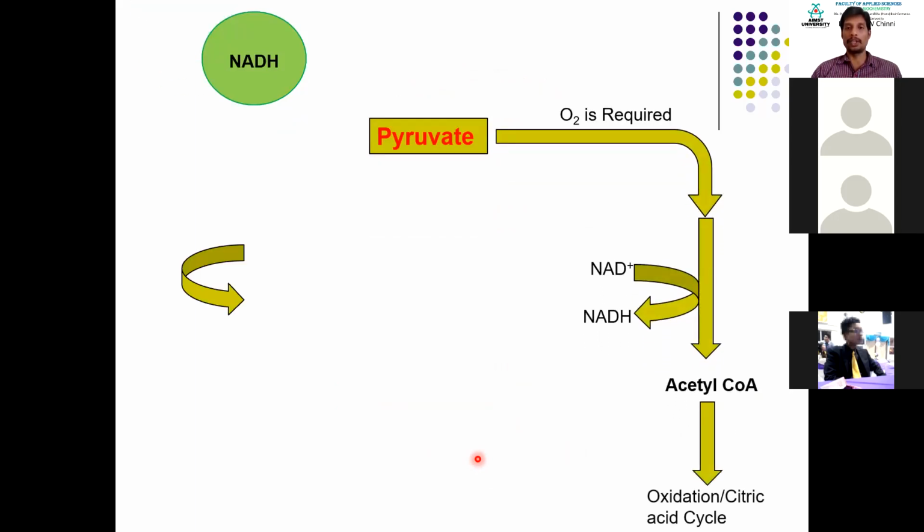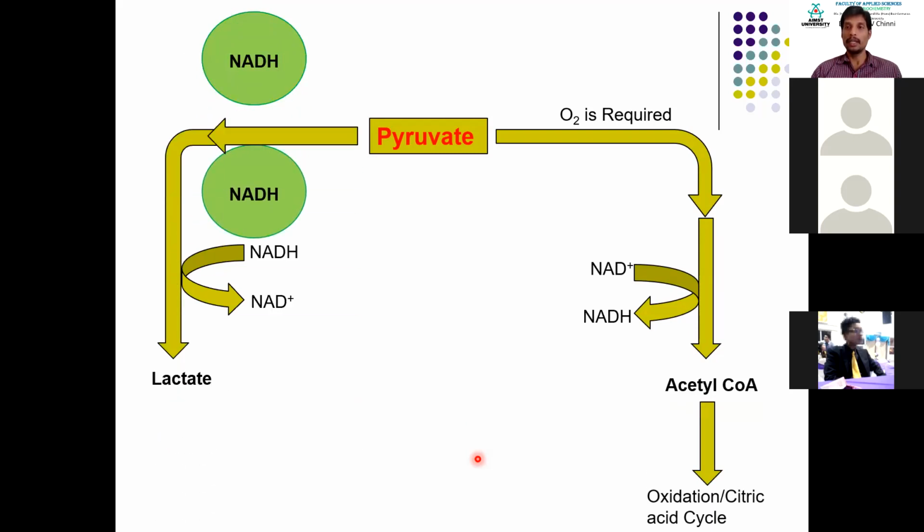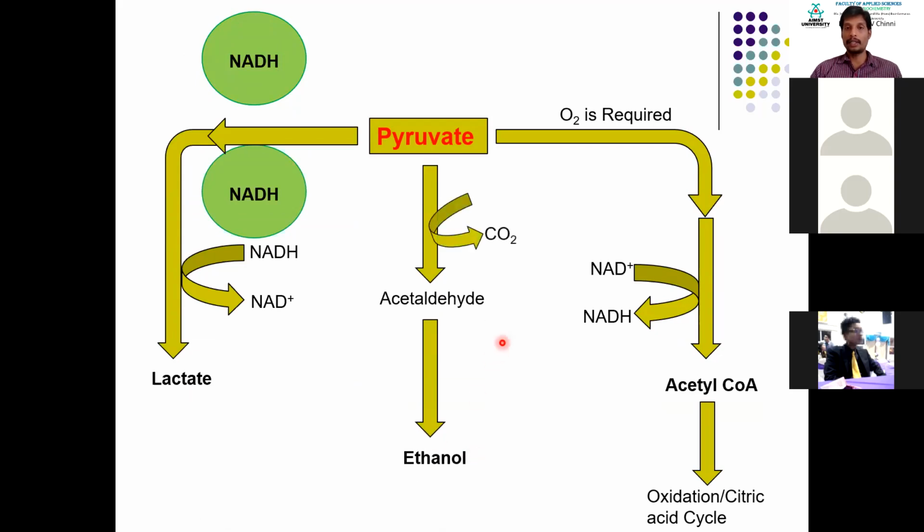Then pyruvate conversion. What happens to the pyruvate which is formed at the end of the glycolysis process? It will undergo three kinds of reactions. In case oxygen is present, pyruvate will be converted into acetyl coenzyme A, because NAD will be utilized during this time to form NADH.